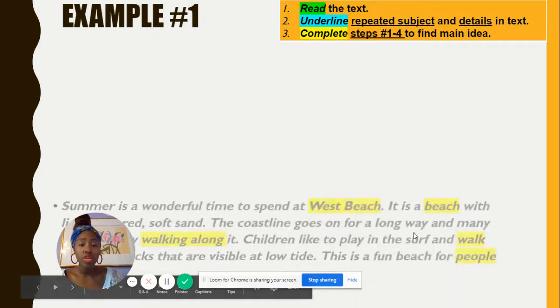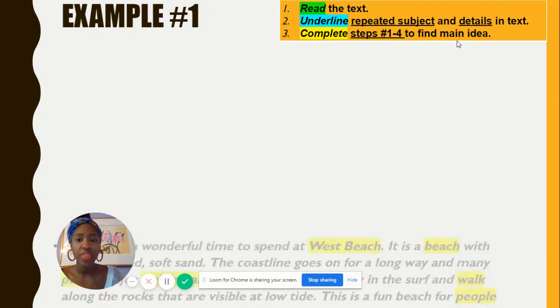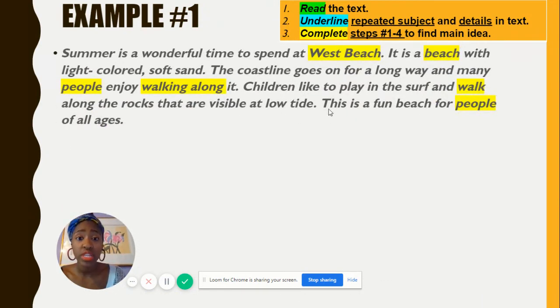So as always, we always have what direction. So here it says, read the text. Underline repeated subject and details in the text. Complete steps 1 through 4 to find main idea. All right, so let's go ahead. So now we're going to read the text. We're going to underline repeated subject and details in the text and complete steps 1 through 4 to find the main idea. Okay, so here is our text.